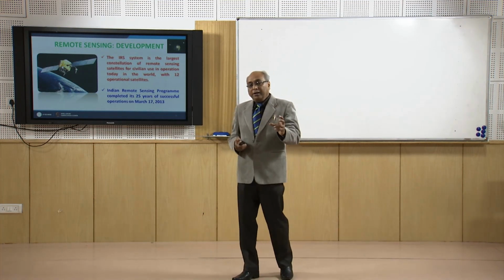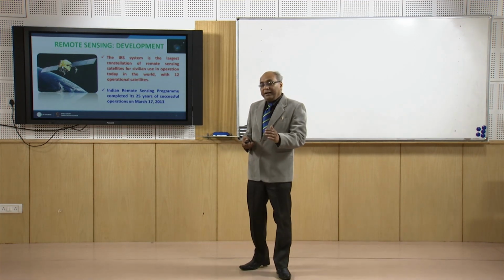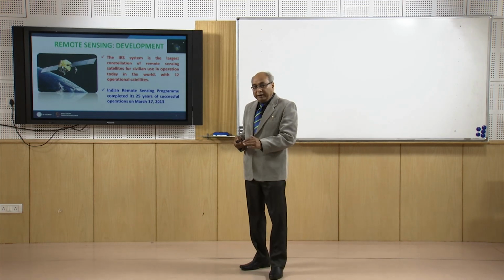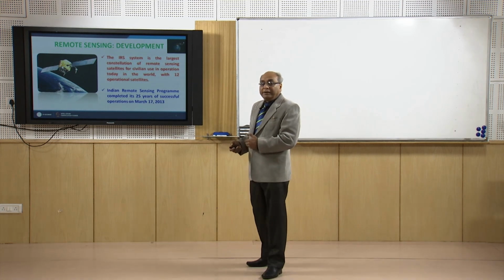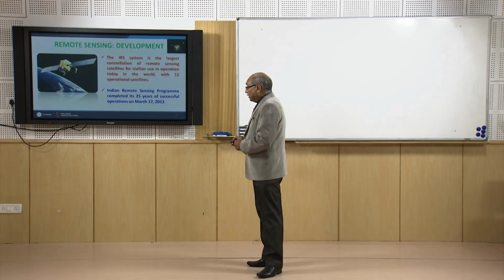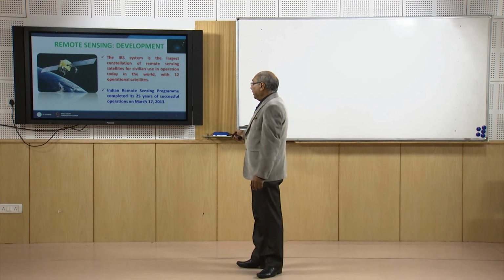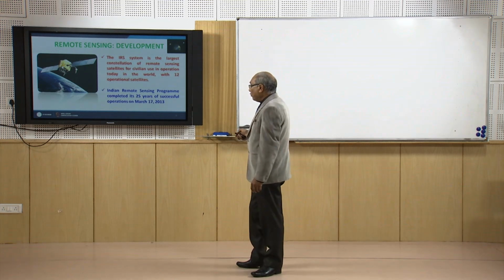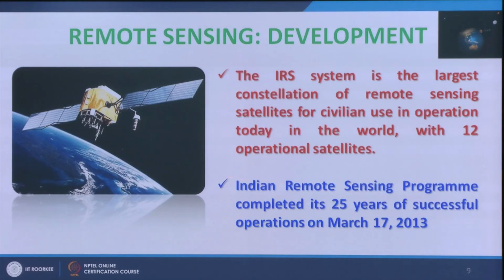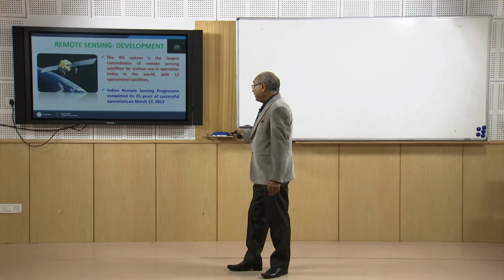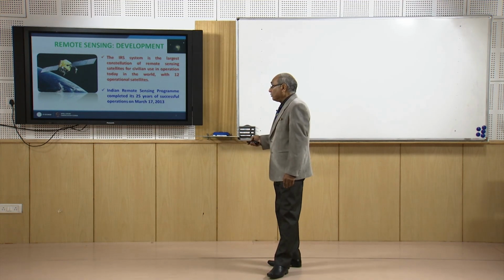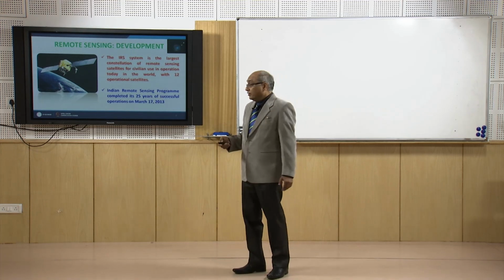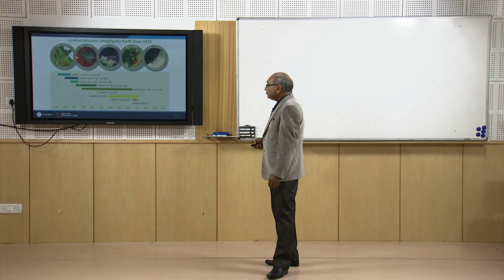So now we have that series IRS 1A, 1B, 1C, 1D, and after that we have Cartosat and ResourceSat. Very recently Cartosat 2 has also been launched. This program of Indian remote sensing continues, and we are still launching these satellites. Roughly 3 years back we also completed 25 years of our successful remote sensing operations in space.